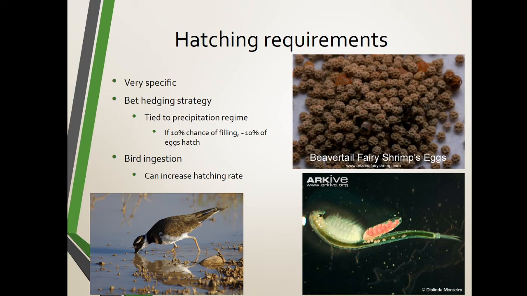But you take the same species and put them in a different pond that has water for 2 weeks only about 10% of the time. In a rainfall event, you only have 10% of the eggs hatching. They can be the same species, and they can interbreed, but they'll have different hatching regimes, which is really interesting. Also, bird ingestion can increase hatching rate. We're not really sure why that happens yet.